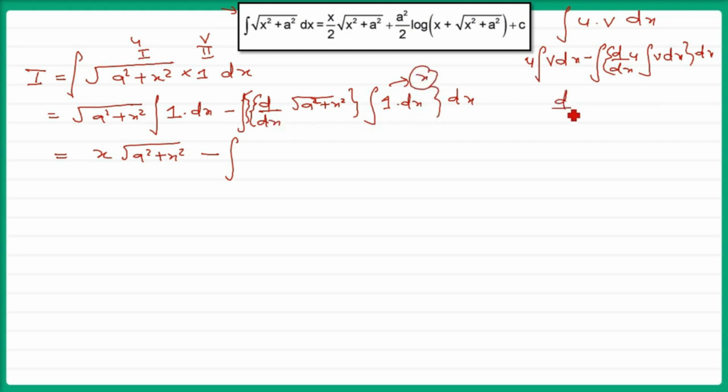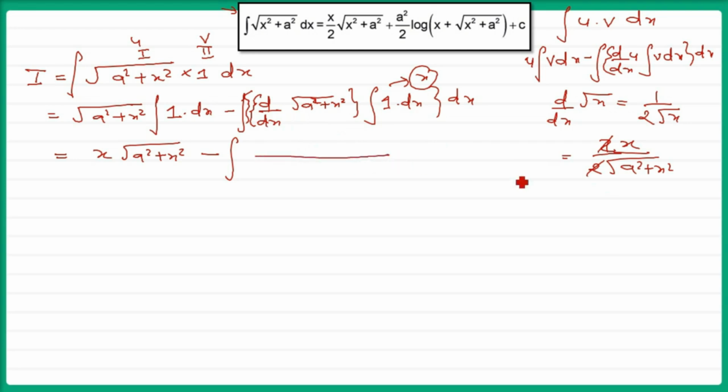Now d by dx of under root a square plus x square can be done separately, because you know d by dx of under root x is 1 by twice under root x. So if you assume this under root a square plus x square as under root x, it will be simply 1 by twice of under root x. So under root a square plus x square I have written. Now you don't have to stop here. You have to differentiate a square plus x square also. Now what is the differentiation of a square plus x square? A square will be 0 and x square will be 2x. 2 you can cancel now.